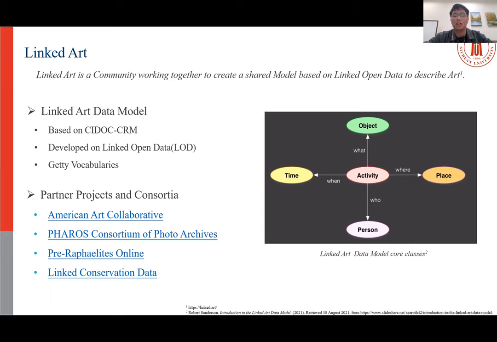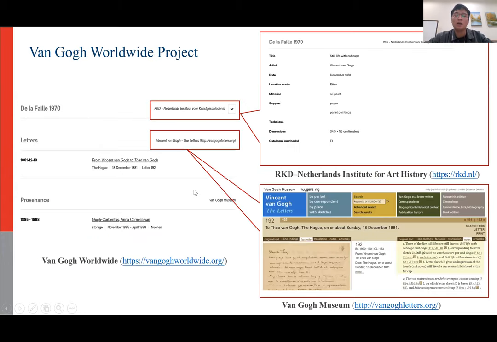The main contribution of Linked Art is the development of a Linked Art data model, which focuses on artworks and museum-oriented activities. It's based on CIDOC CRM and linked open data, and uses Getty vocabularies to keep term use consistent. Now, the community has many partner projects in the consortium. One worldwide project has used the Linked Art data model to build a platform based on Van Gogh's artworks and their activities.